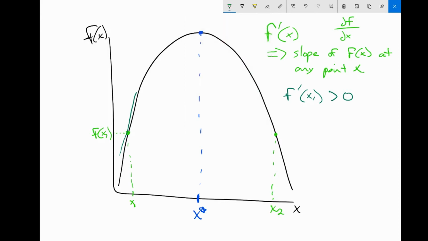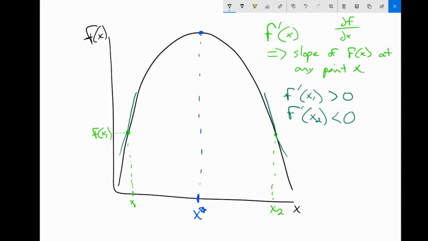Now what if I had, let's call this x2. Again, what does the derivative tell us? The derivative at x2 is going to give us the slope of the function at x2. We don't have the exact number, but we know the sign, and it's going to be negative. In light of knowing that, we can use that information as a tool to identify what the optimal point is. So let's think about how that would work.